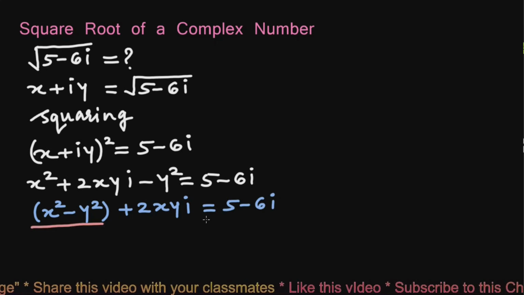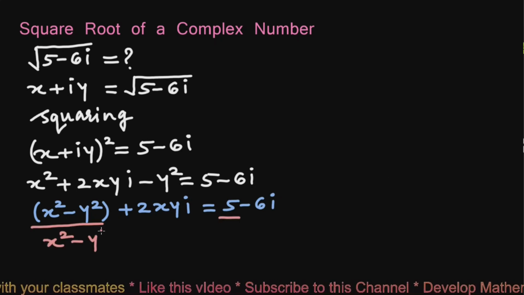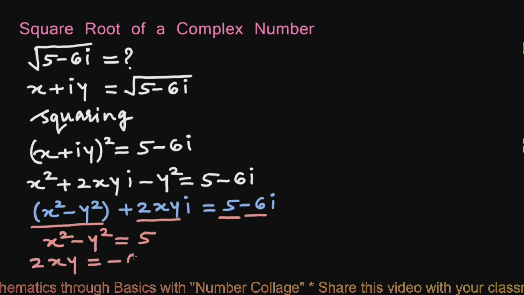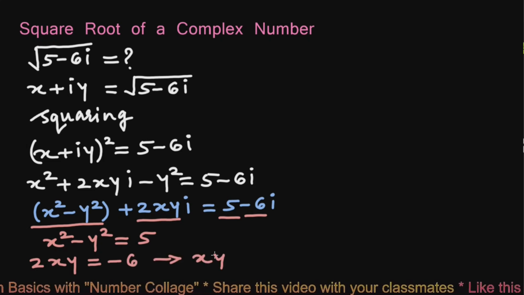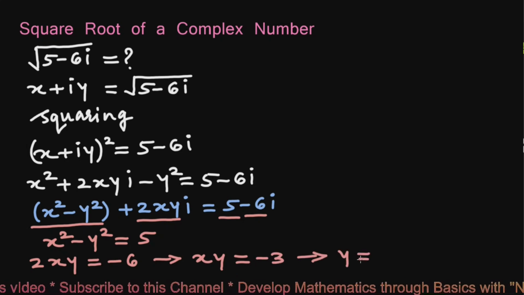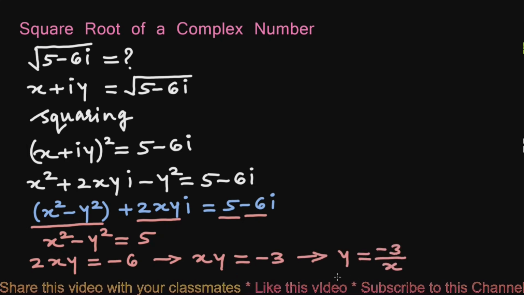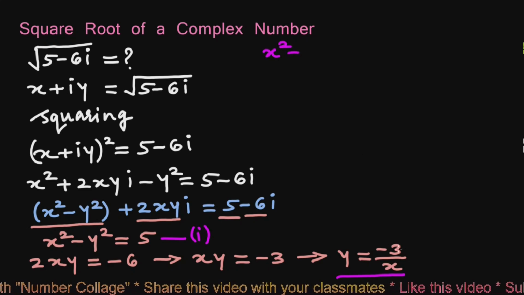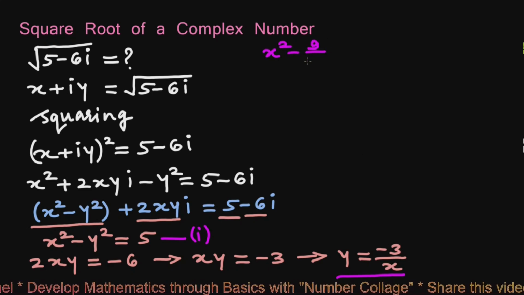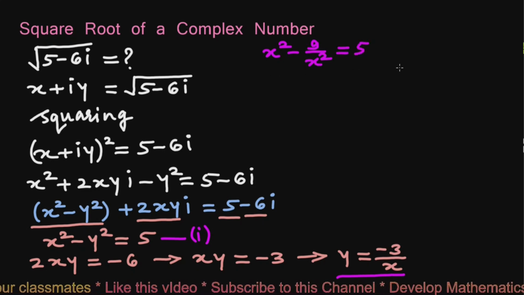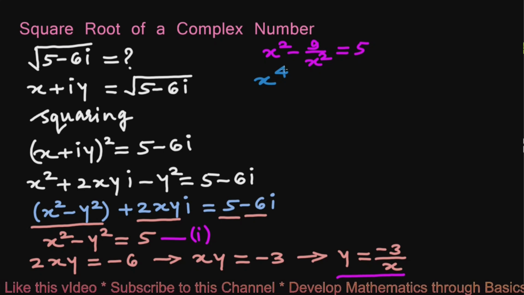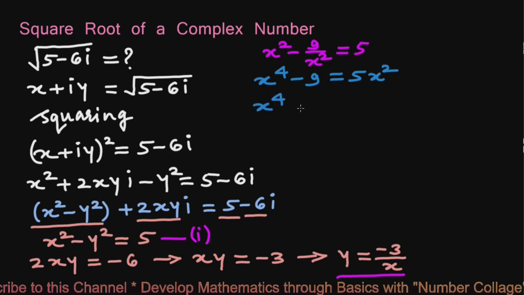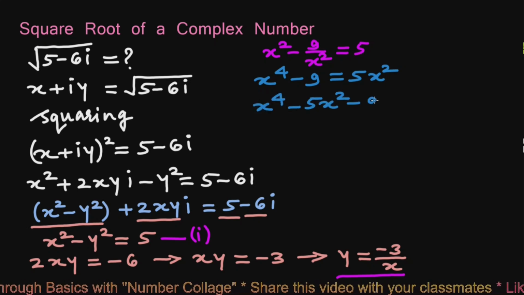Now equating real parts, we write x square minus y square equals 5, and equating imaginary parts 2xy equals minus 6, that gives xy equals minus 3. That gives y equals minus 3 upon x. Substituting value of y in this equation 1, we write x square minus 9 upon x square equals 5. Multiplying throughout by x square, it will be x raised to 4 minus 9 equals 5x square. After rewriting, it will be x raised to 4 minus 5x square minus 9 equals 0.